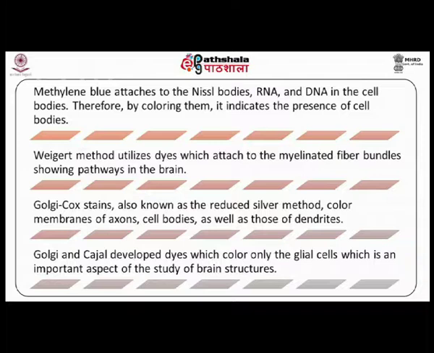The Weigert method uses dyes which attach to the myelinated fiber bundles, showing pathways in the brain. Golgi-Kopsch stains, also known as the reduced silver method, color membranes of axons, cell bodies as well as those of dendrites. Golgi and Cajal developed dyes which color only the glial cells, which is an important aspect of the study of brain structures.